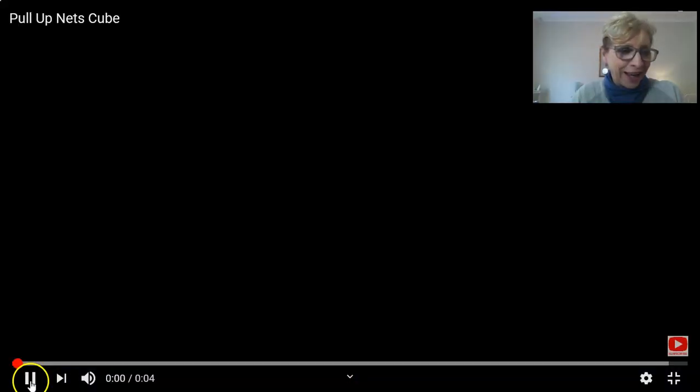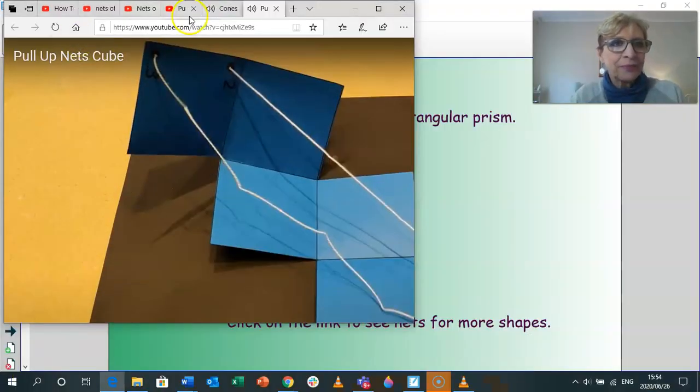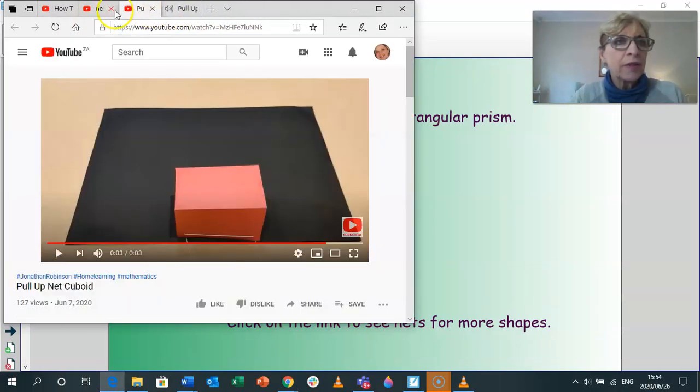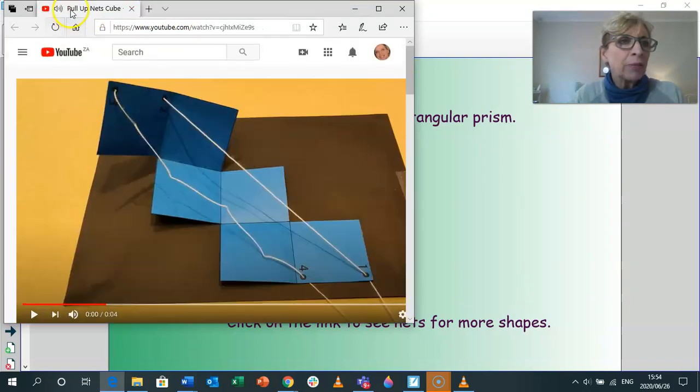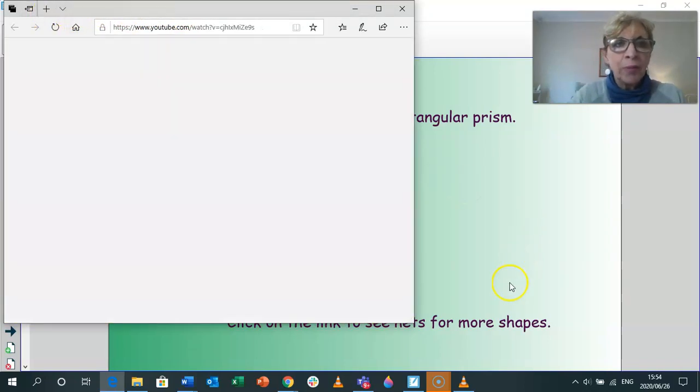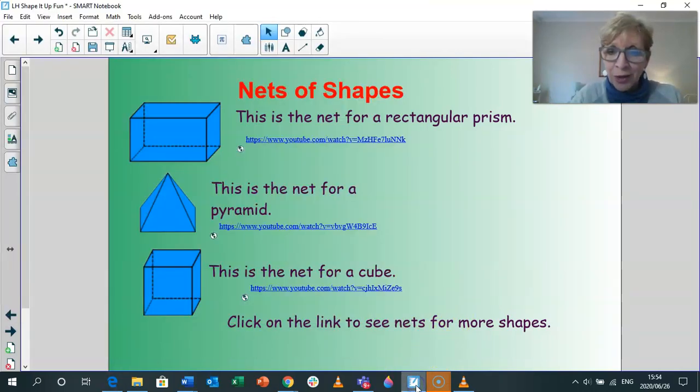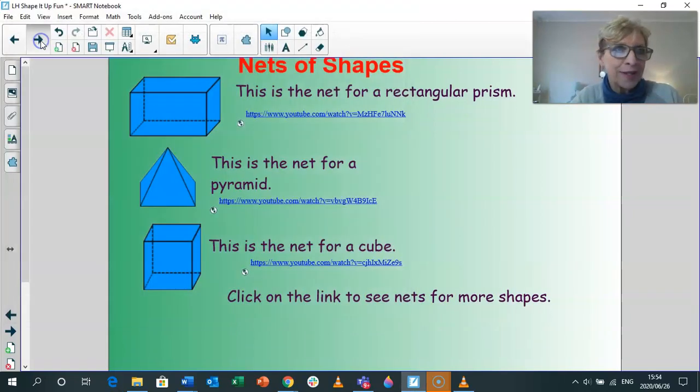Okay, fabulous. I'm just going to close all these things because you know what, grade 3s, they just have a little sort of life of their own. And if I let them carry on playing, it could be a problem in them competing against me trying to talk to you. Okay, so there we go. Those are all the nets for pyramids and cubes and rectangular prisms.